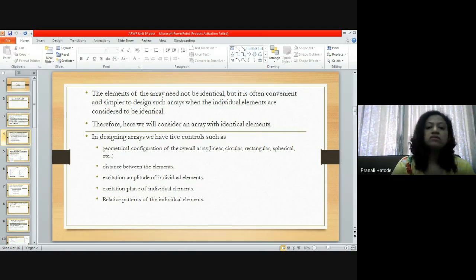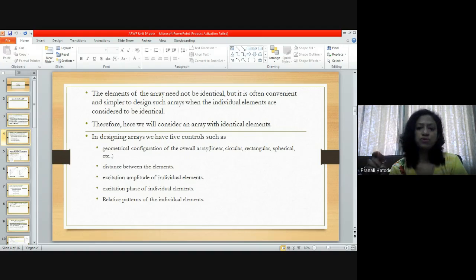Then the distance between the elements. By controlling the spacing between the elements, you can control your possible output, whatever gain, whatever directivity you want. Then the excitation amplitude of the individual element, whatever excitation is given to each element, even that could be used as one of the controls. Then the excitation phase, whatever phase is applied to the individual element, could also be one of the controls to control the output.